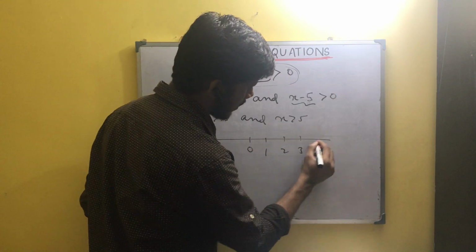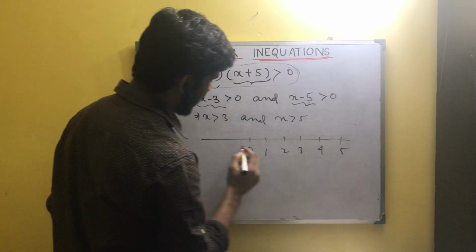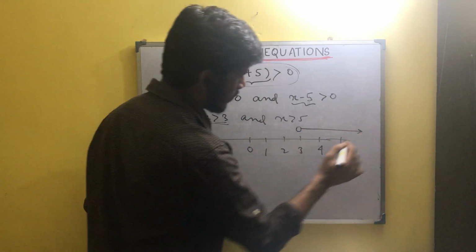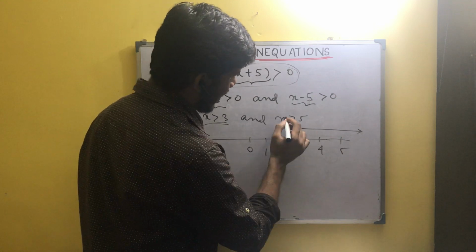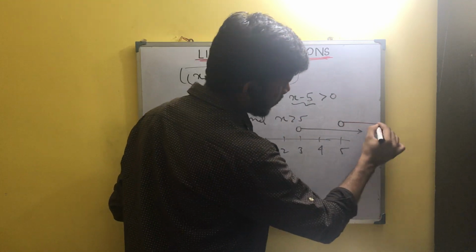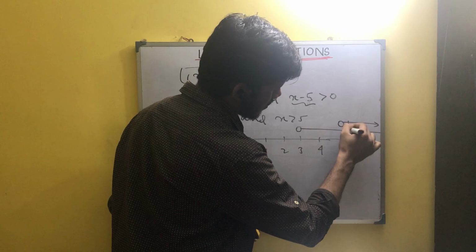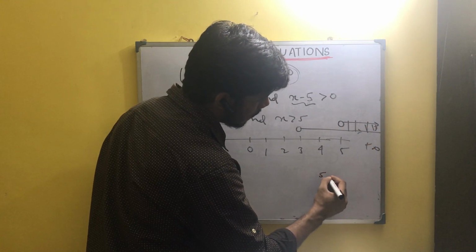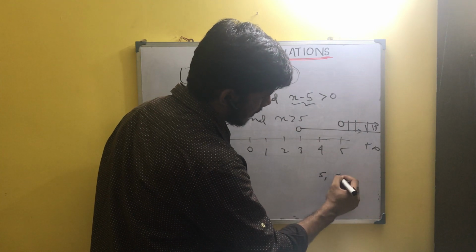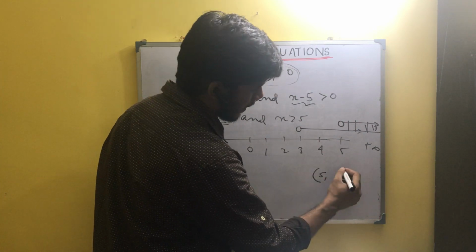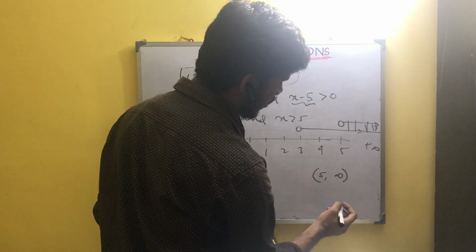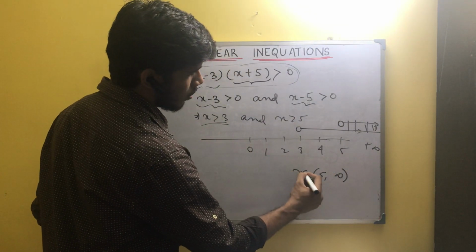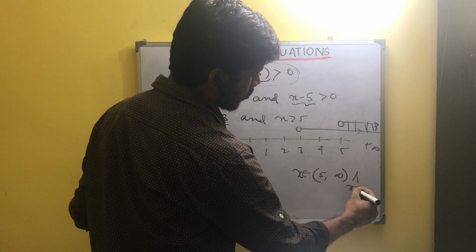1, 2, 3, 4, 5. The first part says x must be greater than 3. Exclude 3, proceed rightward. Okay, now the second part says x is greater than 5. Exclude 5, proceed rightward. Obviously both these have a common part. Up till infinity you can go, means from 5 to infinity. Exclude 5, and obviously you cannot touch infinity, so you need to exclude infinity also. So these are the possible values. So x belongs to this and x belongs to R.